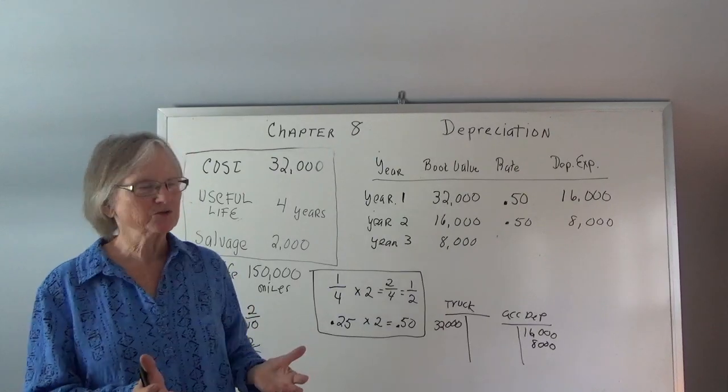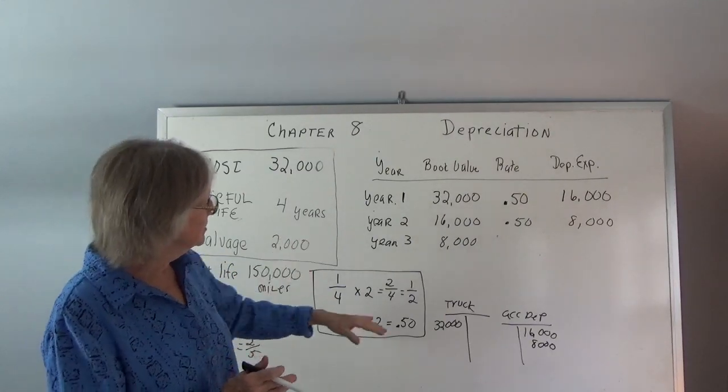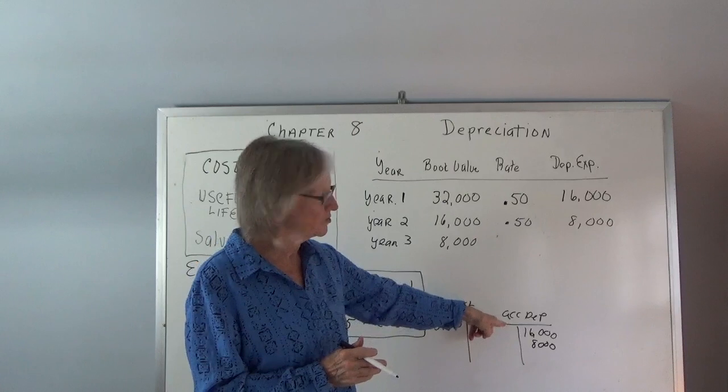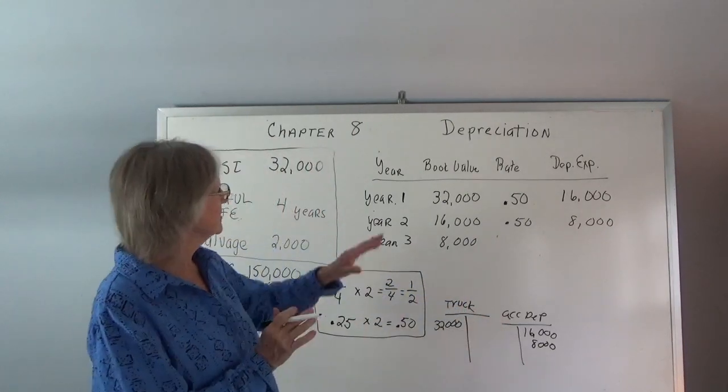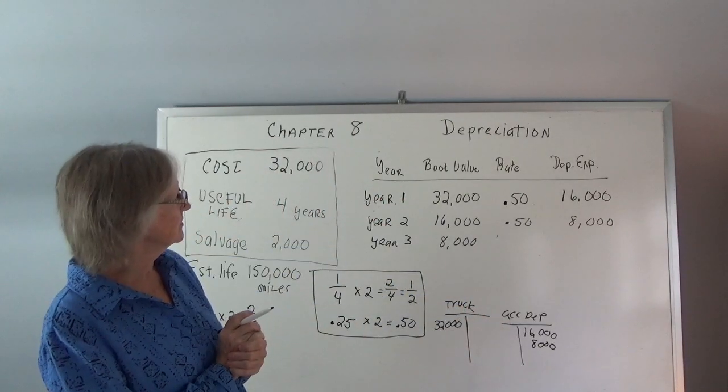So the book value, it's just good to keep these terms in mind because it helps you understand what the journal entries are doing. The book value is the cost less the accumulated depreciation. So that's your book value at any given time.